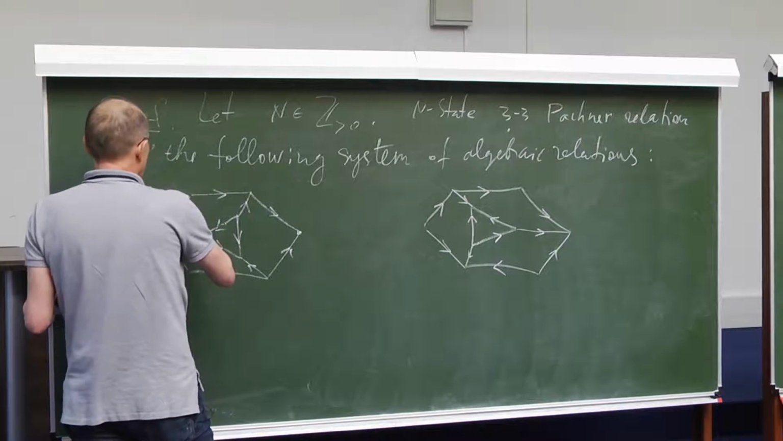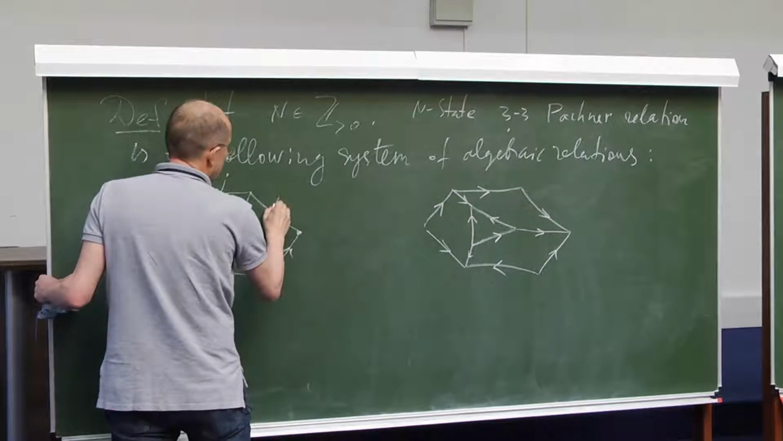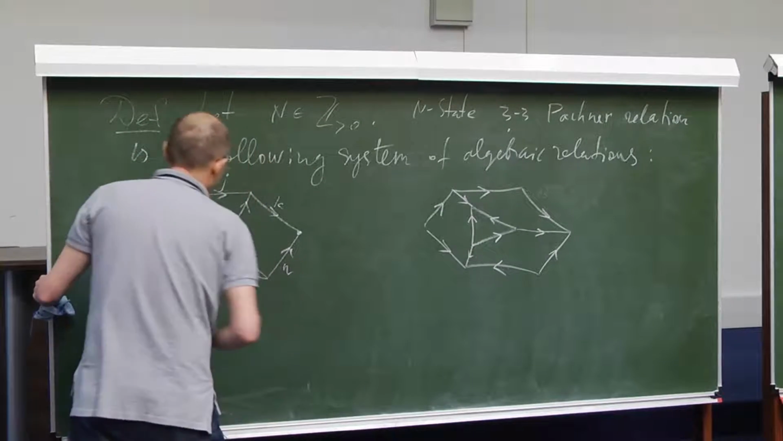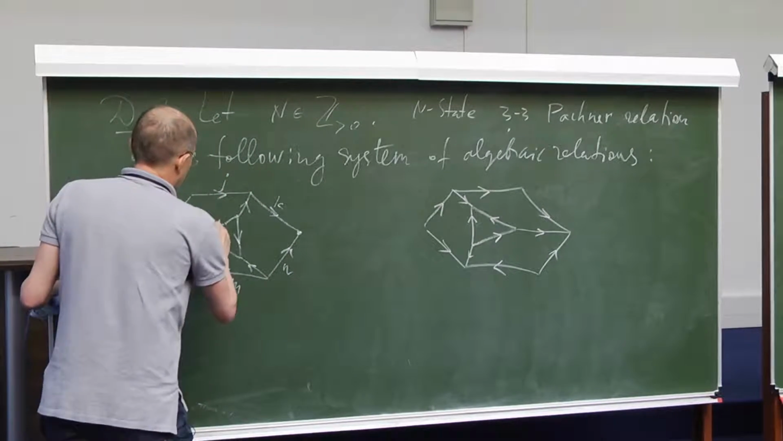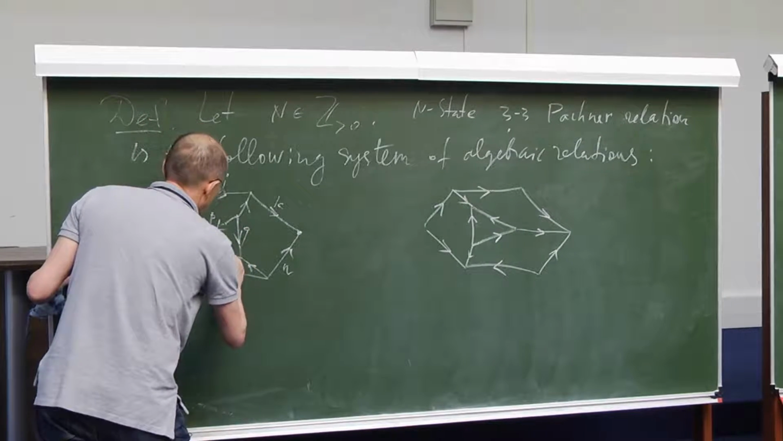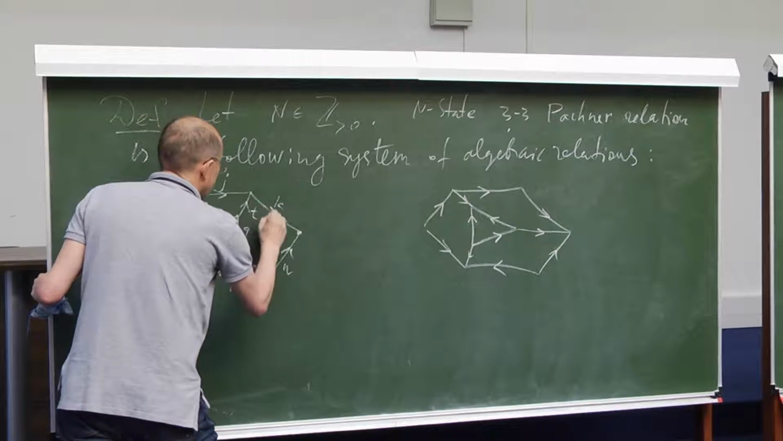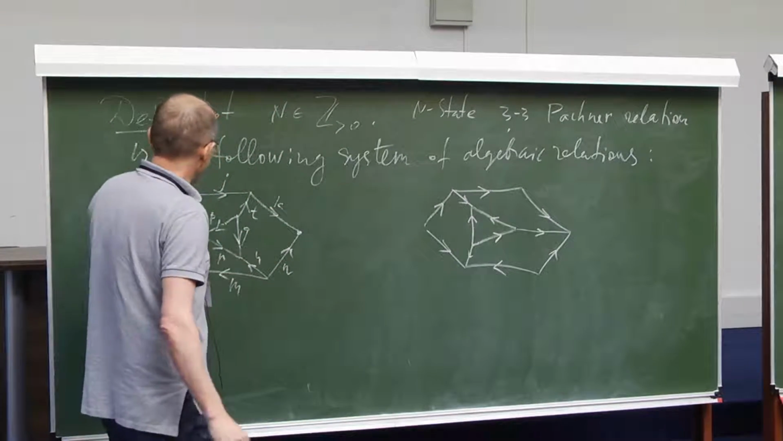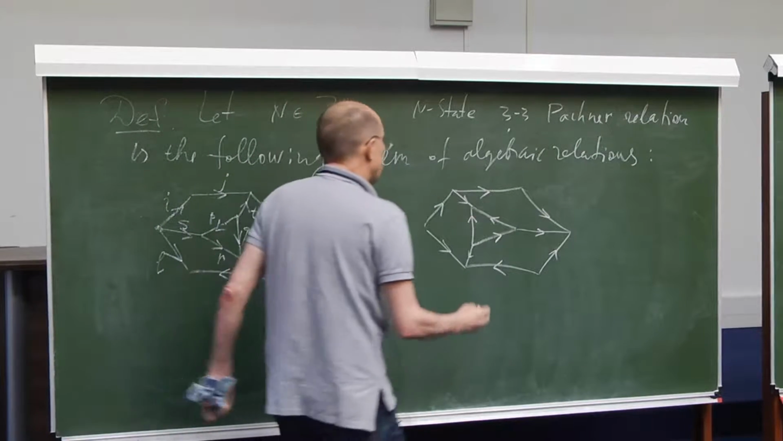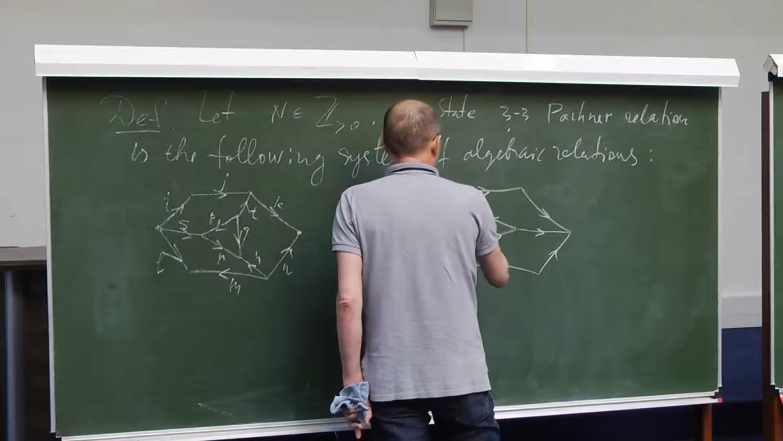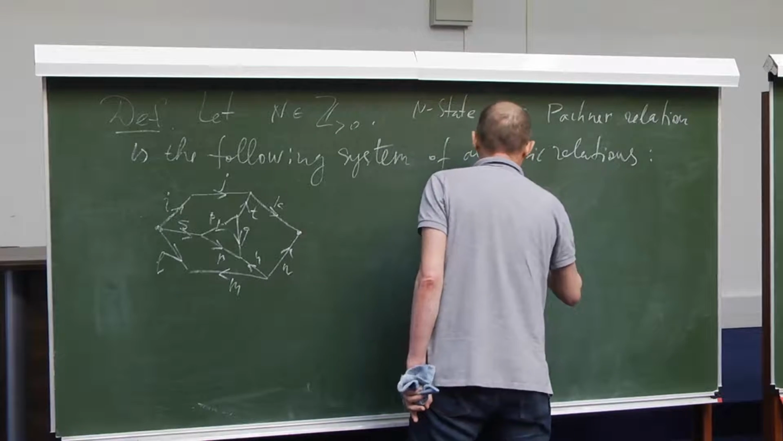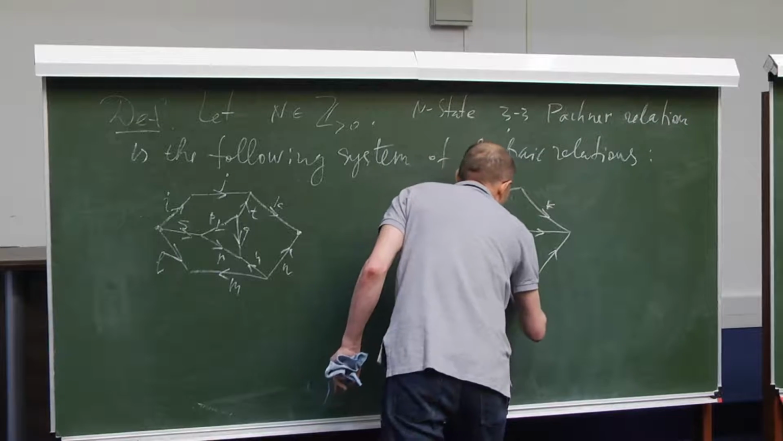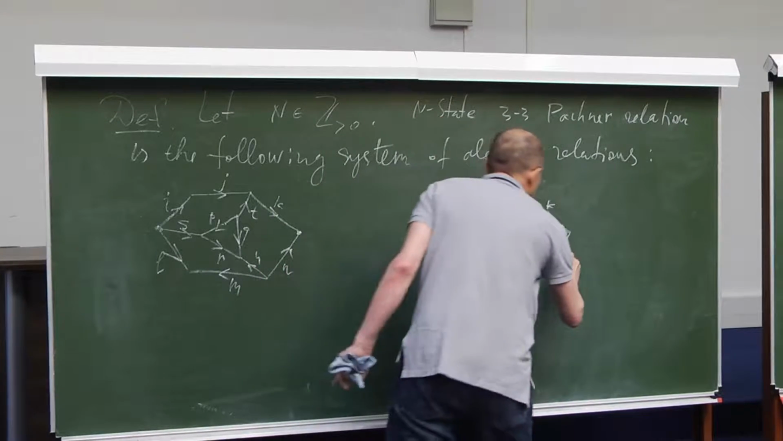letters, like I, J, K, L, M, N, P, Q, R, S, T, U. And so the boundary edges I am going to color the same way on the right-hand side. I, J, K, L, M, N.